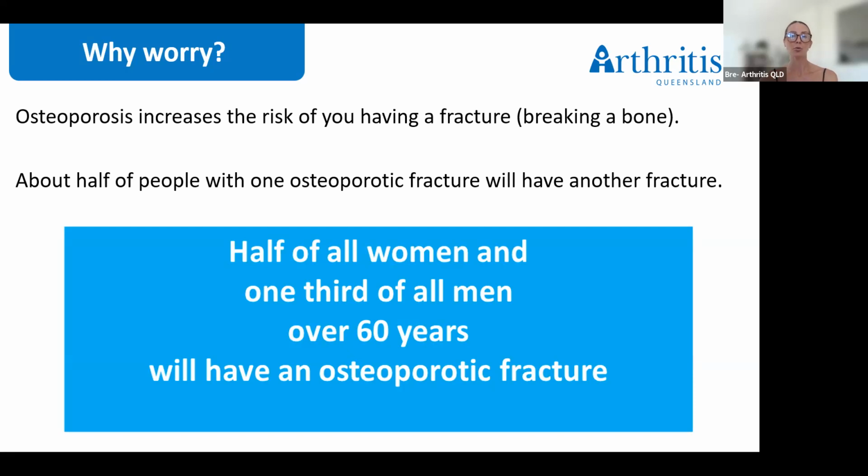Also, half of all women and 1/3 of all men over 60 years will have an osteoporotic fracture. This is why it's really important to identify and treat osteoporosis and fractures as soon as possible.